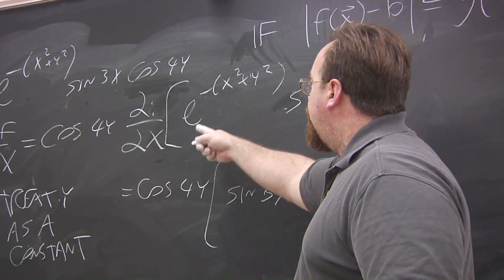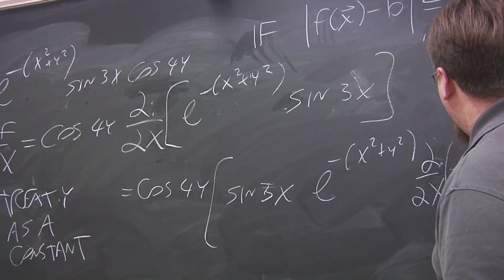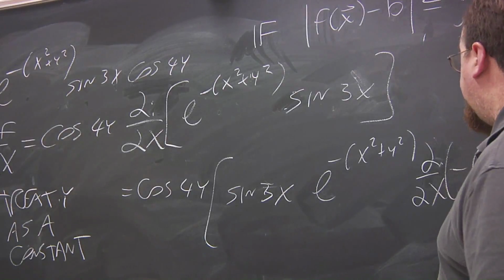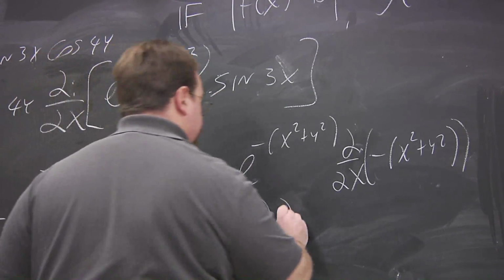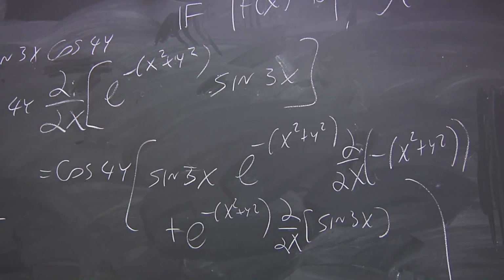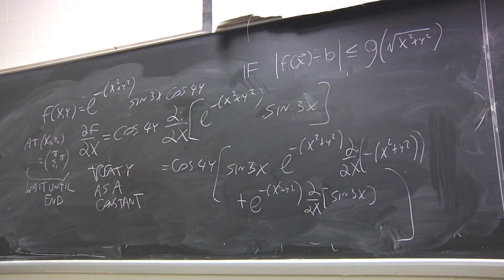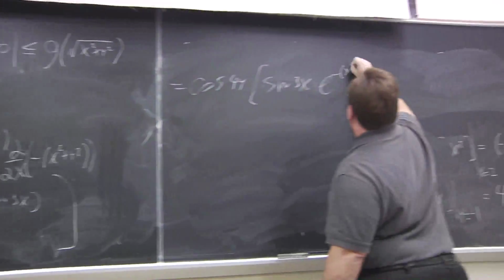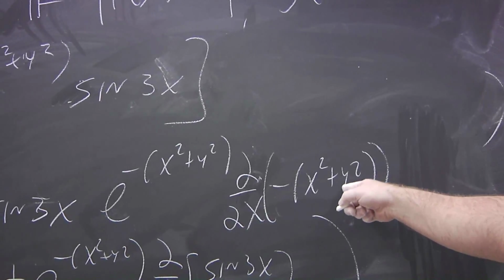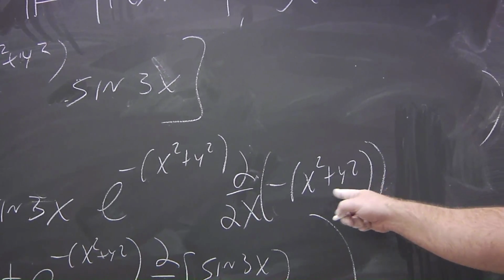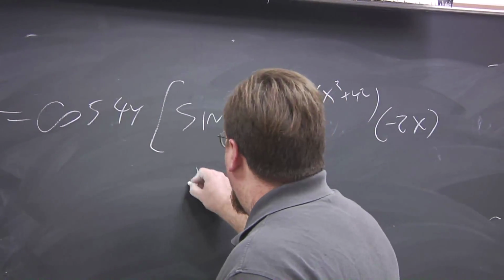It's an exponential function, so you repeat the exponential function, and then you differentiate this part, the minus x squared plus y squared, with respect to x, which we'll do in a bit, plus this times the derivative of this with respect to x. So that's just what the product rule gives you. So we're almost there. So we have cosine 4y, sine 3x, exponential, and then here, y squared, that's a constant. The derivative of a constant is 0, so this does not contribute anything. You only have this, so you're going to get a minus 2x in there, and then everything else.